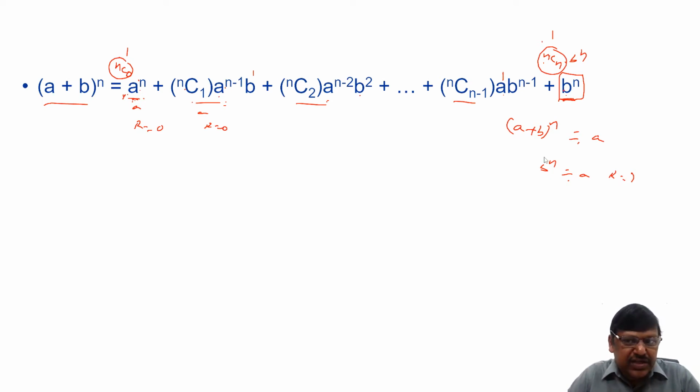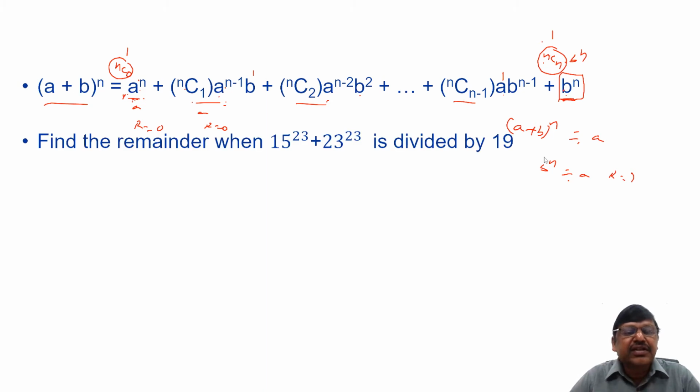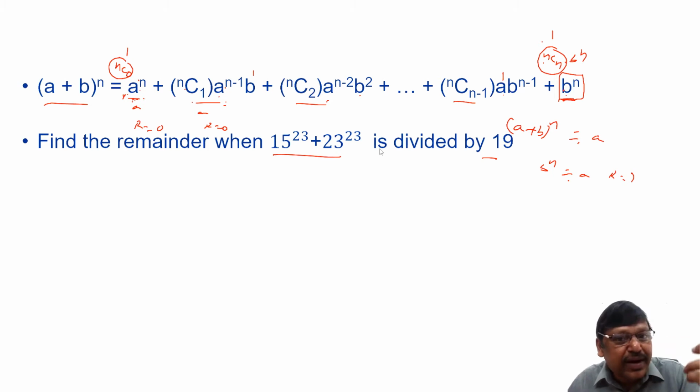In fact, in one of the years, there was a question in the CAT examination which says: find the remainder when 15 power 23 plus 23 power 23 is divided by 19. In one of the following sessions, I will solve this question using a different concept, the concept of a power n plus b power n. But we can also solve this question using binomial expansion.